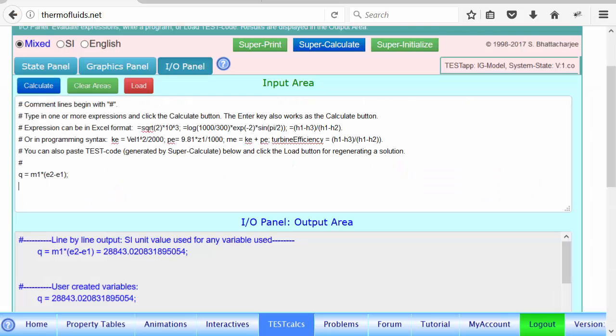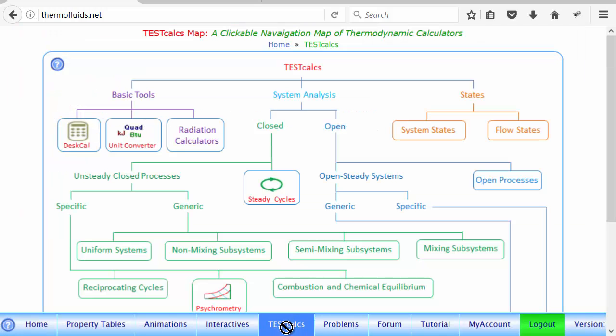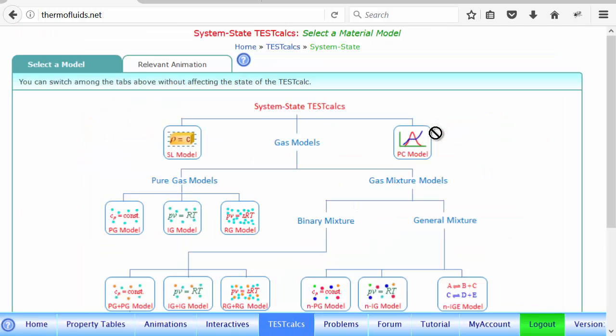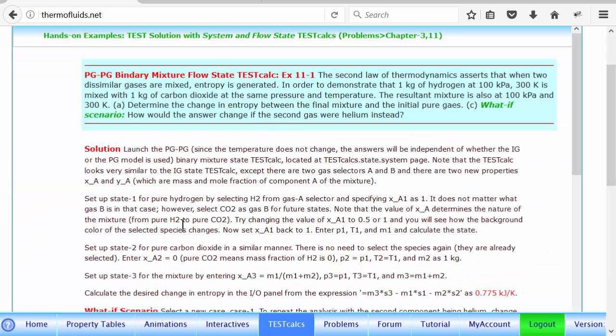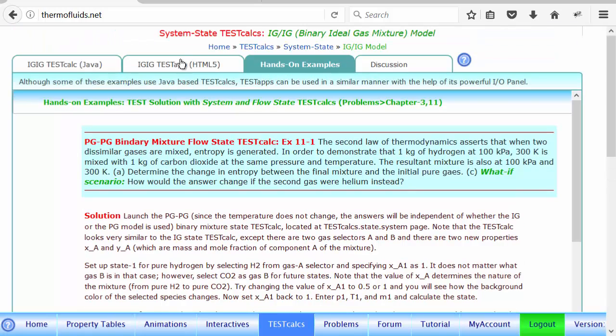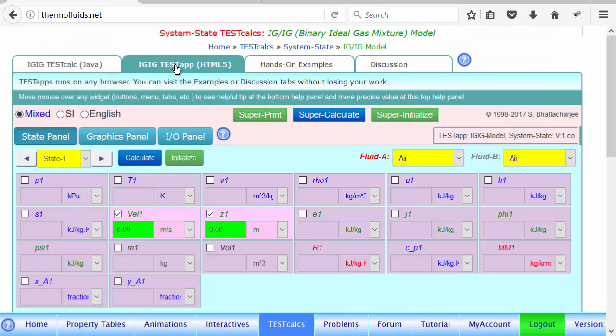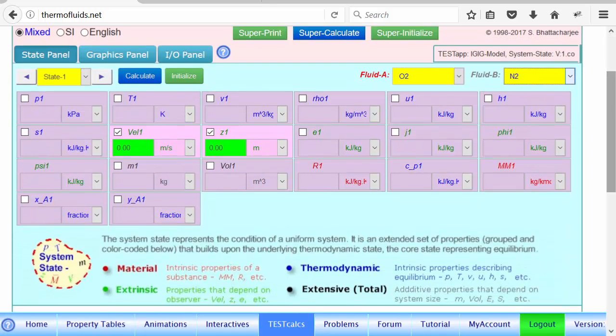Okay, let's go use the binary mixture model IG plus IG. We can start a different test calc this time. We go again to the system states and we look for the IG plus IG model, which is right here. We launch it by going to the HTML5 page. This time we are going to treat air as a mixture of oxygen and nitrogen. So we pick those gases here. And how do you constitute air here?